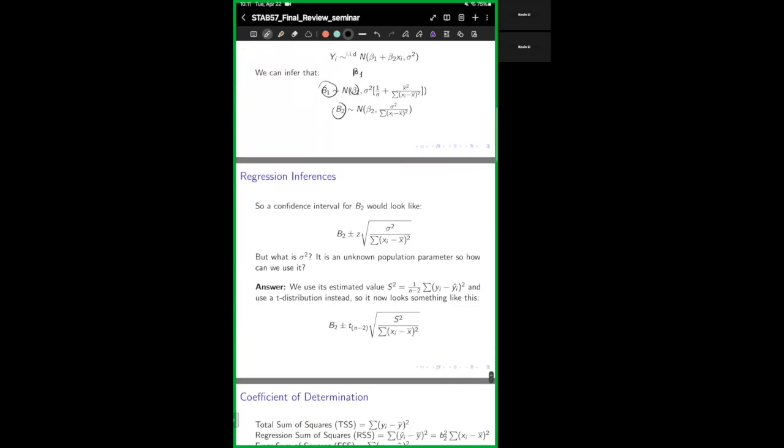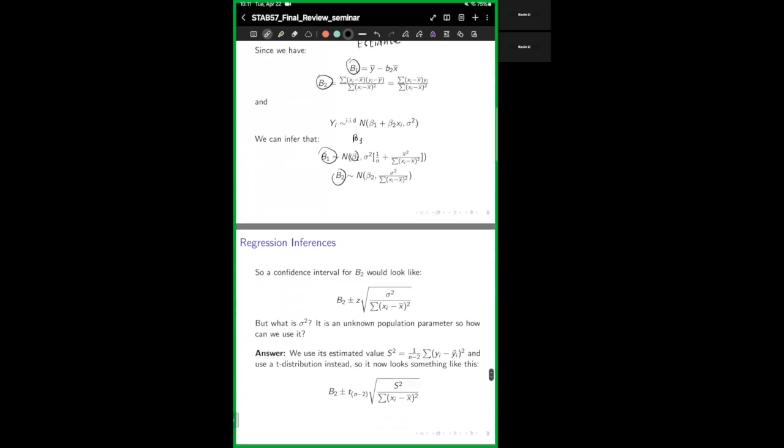So for a confidence interval, we can use the following values from above. We can use the confidence interval methods that you may have learned earlier, where we take the z, the standard normal, times the standard error. Since we have that B2 is distributed normal of beta 2 and sigma squared over the sum of (xi minus x bar) squared.